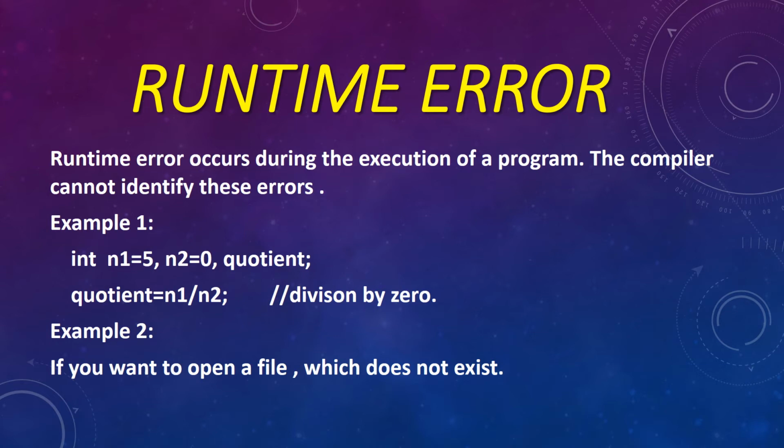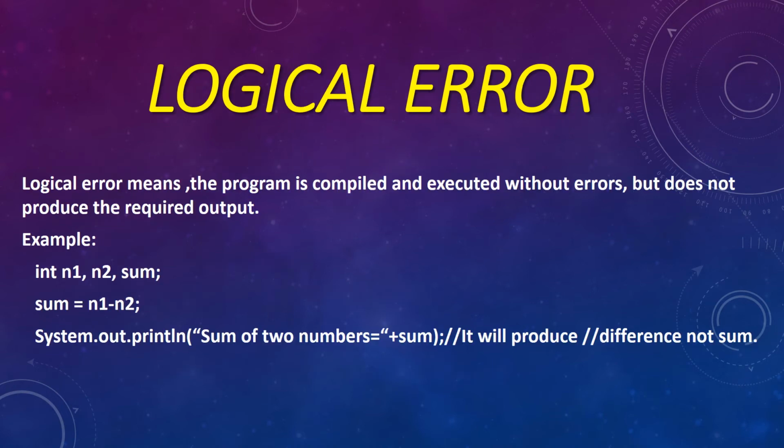Like the next example, if you want to open a file which does not exist in the memory of your computer, which does not exist on the hard disk, and you want to execute that file, this is also an example of a runtime error. Your command is correct, but it will show the error when you execute the program. So it is known as a runtime error because it shows the error at execution time, at the runtime.